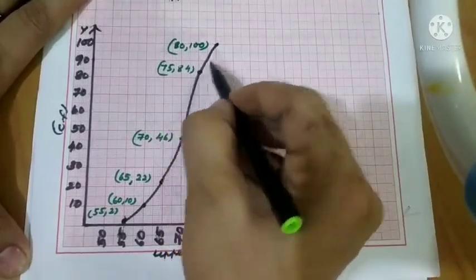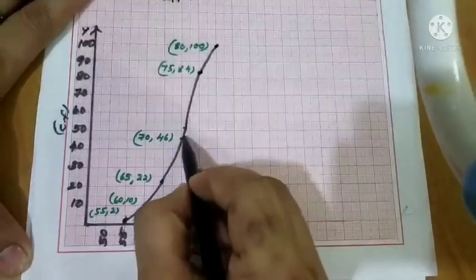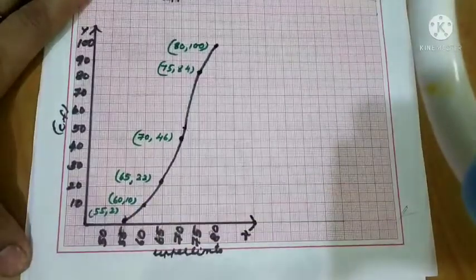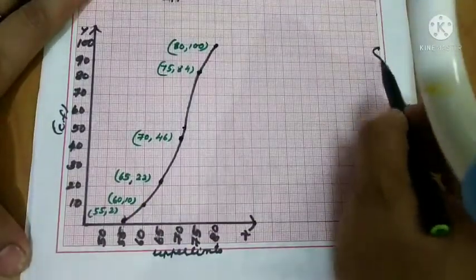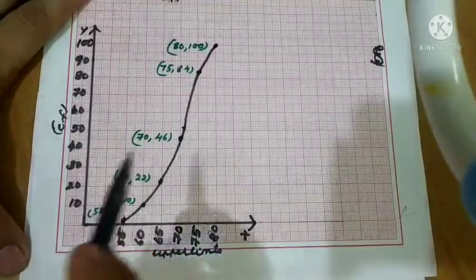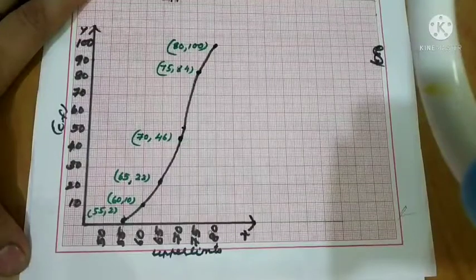By the definition of ogive, it is an S-shaped curve. So it's a part of the S that you will get. That doesn't mean that you should make an S there, right? Ogive means it's an S-shaped curve only. You will get a part of the S depending upon your data.